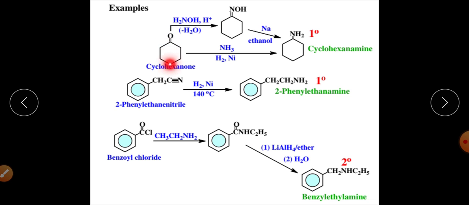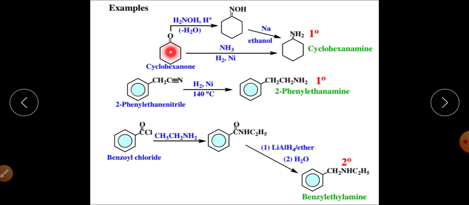And when we talk about the above one, this cyclohexanone is first reacting with the hydroxylamine. When this cyclohexanone reacts with the hydroxylamine, it will get converted into oxime, and oxime on reduction by using sodium in presence of ethanol will get converted into primary amine, that is cyclohexanamine. So from one particular substrate you have two ways by which you can convert this substrate into a similar type of product, but by using different ways.